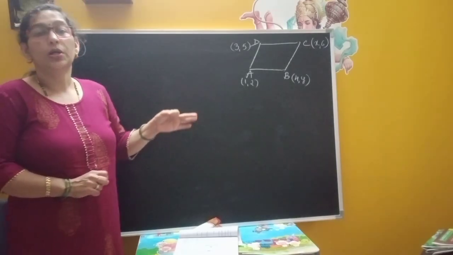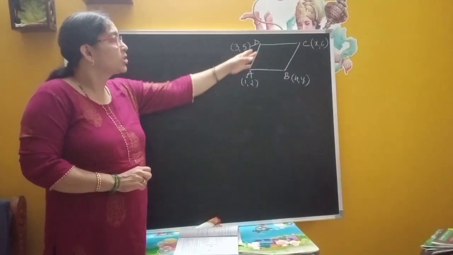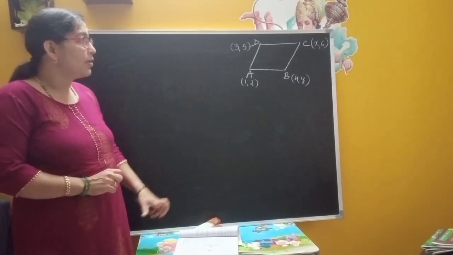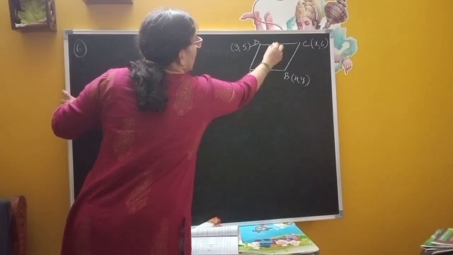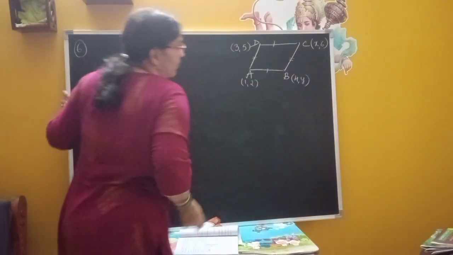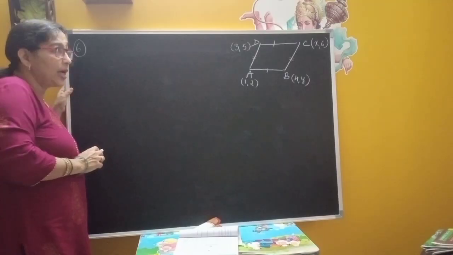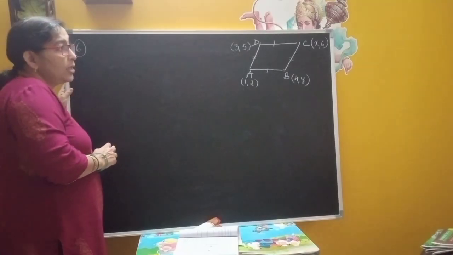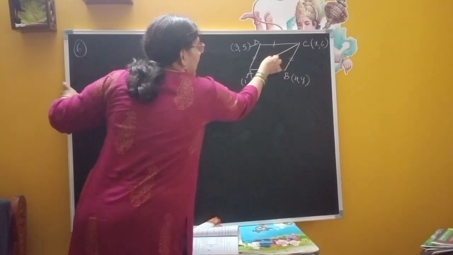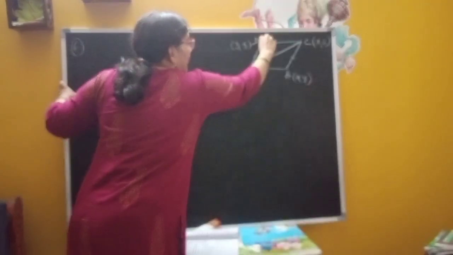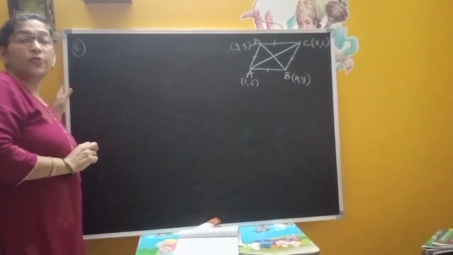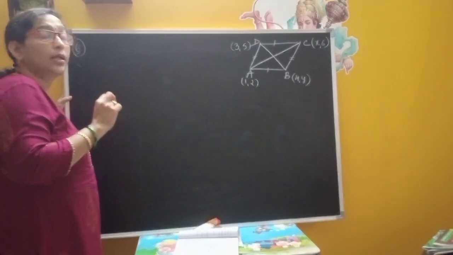What is a parallelogram? A quadrilateral in which both the pairs of opposite sides are parallel as well as equal. So here AB is equal to CD and AD is equal to BC. And one more property, about the diagonals. If I join A and C, I get one of the diagonals AC, and BD is the other diagonal. Diagonals of a parallelogram bisect each other.